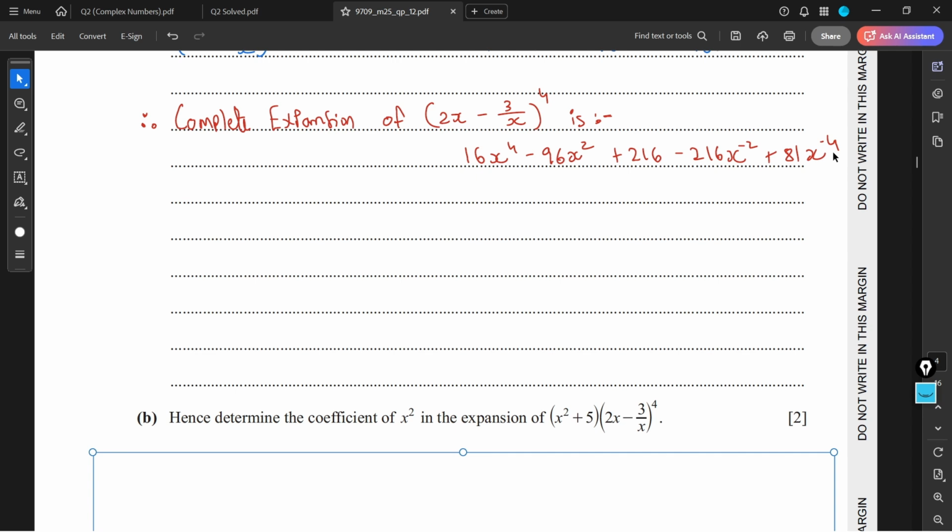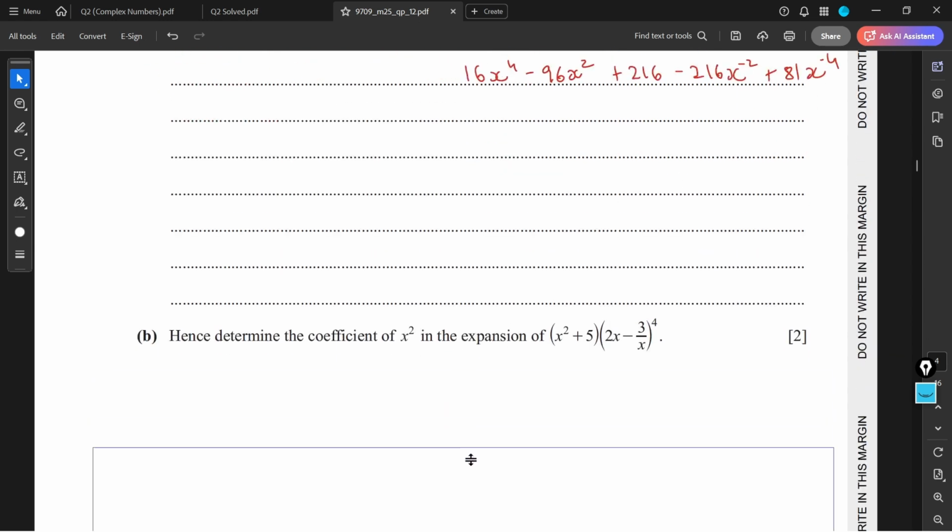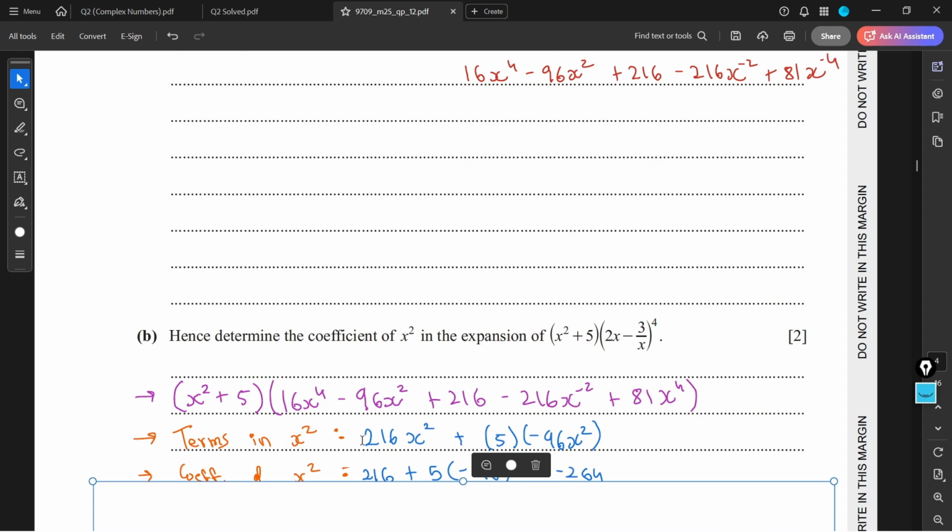I just need to think about that if I multiply my x square with any of the given terms, which term is going to give me the output in terms of x square. So x square into a constant gives me x square. And therefore, if I multiply this x square with 216, you will see that I am going to have my first term in x square. You can see 216 times x square.